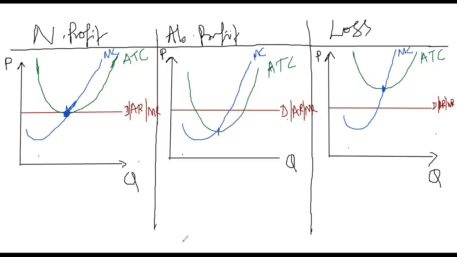Now the last point, MR equals MC, we have to verify. In the first diagram, we are going to verify MR equals MC. Now see this. This is MR, this is MC. So the MR equals MC point is here. So this is the quantity. Okay.